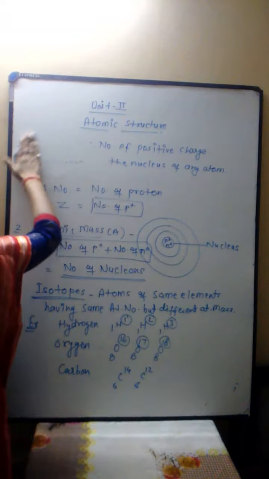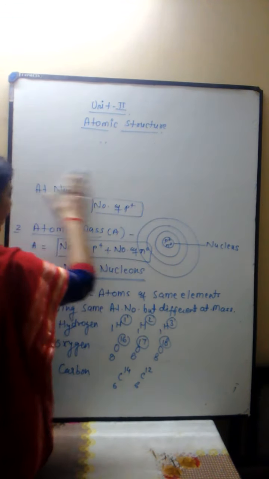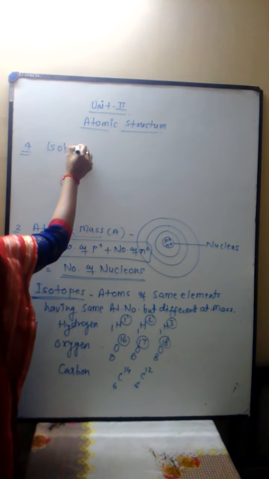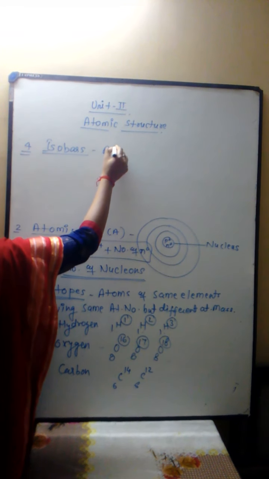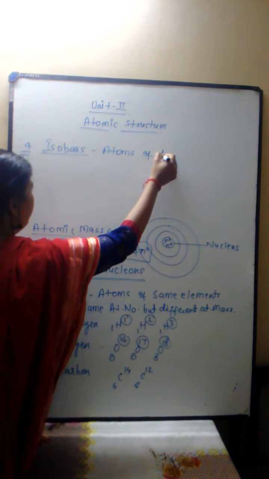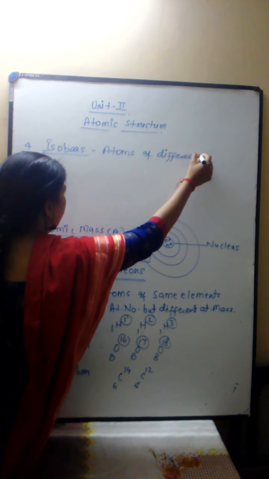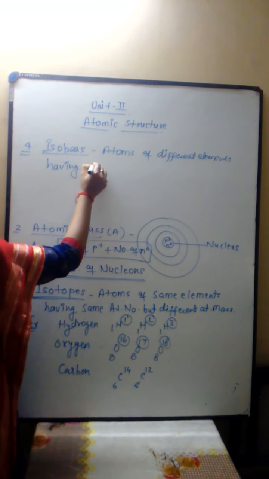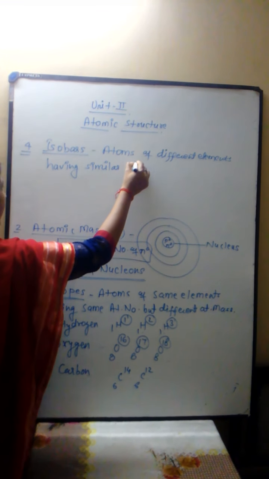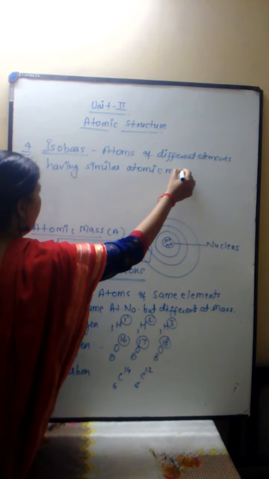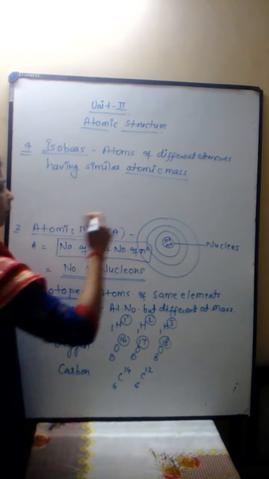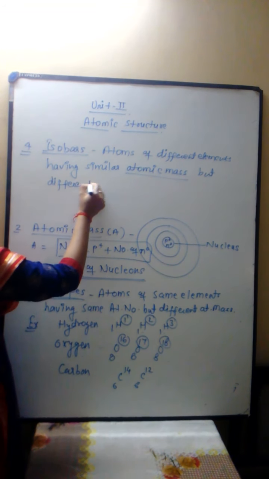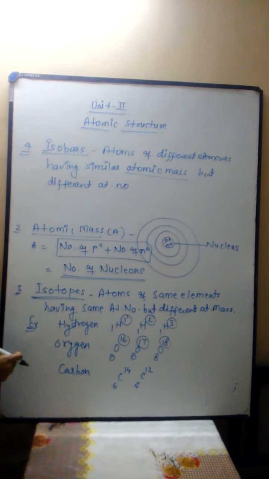And opposite to isotopes we have isobars. The fourth definition is isobars. Isobars are the atoms of different elements having similar atomic mass, the mass is the same but the atomic number is different.